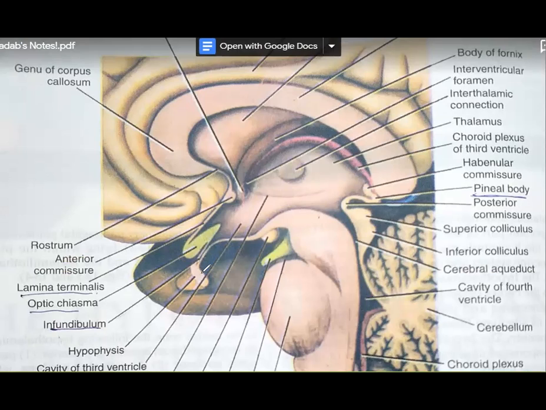You see, this is the pituitary gland, this is the infundibulum, and this portion is the hypothalamus. This is the thin stalk which we call the infundibulum, and this is the ventricle, the third ventricle, fourth ventricle. So this whole portion is what we call the limbic system, and this is the hypothalamus. So the hypothalamus is basically a part of the limbic system.